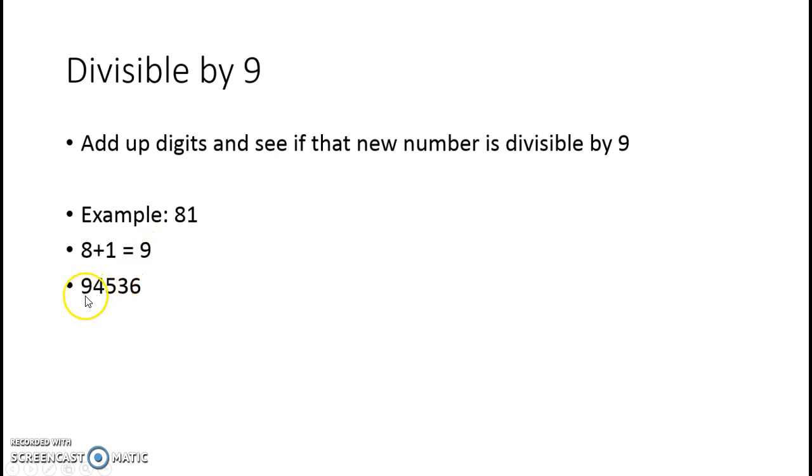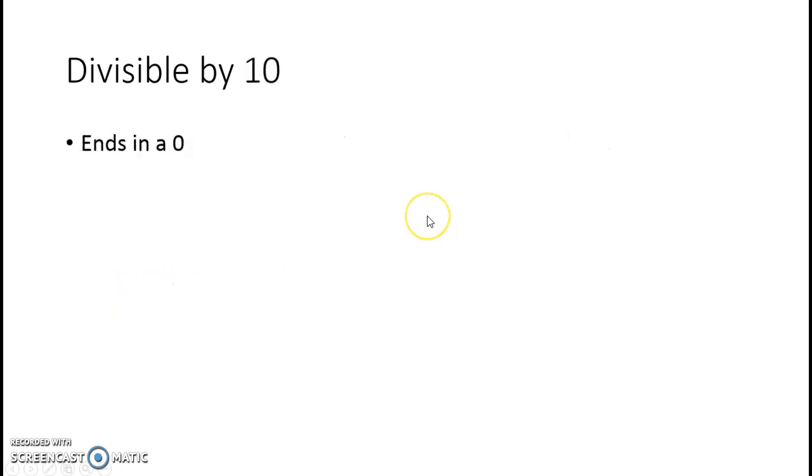Let's take a look at this number. 9 plus 4 is 13, plus another 5 is 18, plus 3 is 21, plus 6 is 27. 27 also is divisible by 9, and so this number is a little larger, but we very quickly saw that it's divisible by 9.